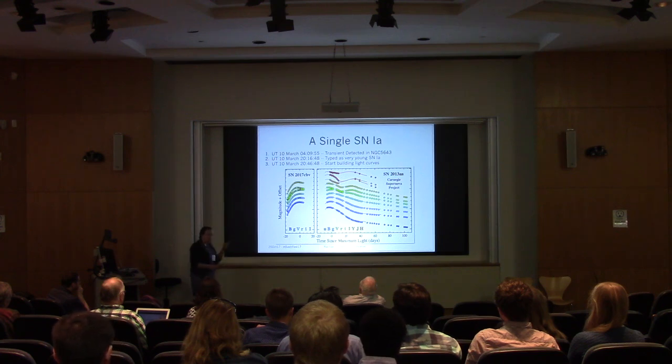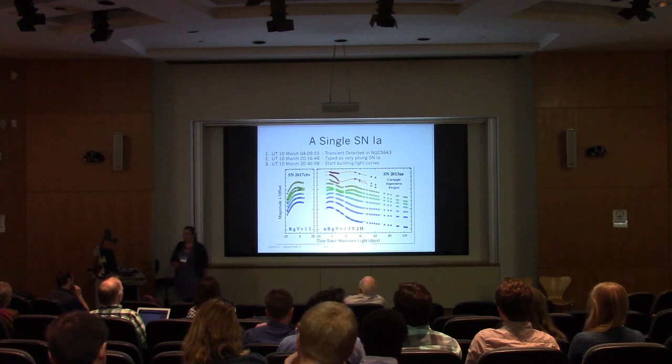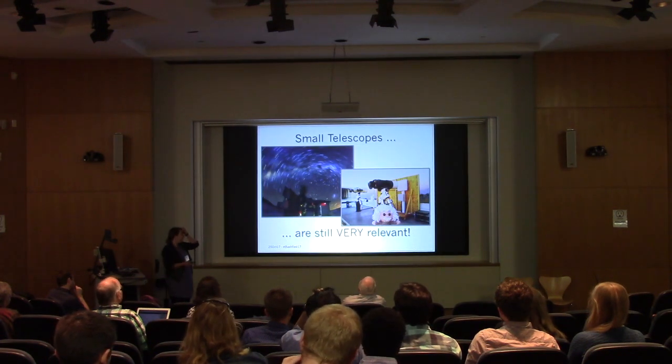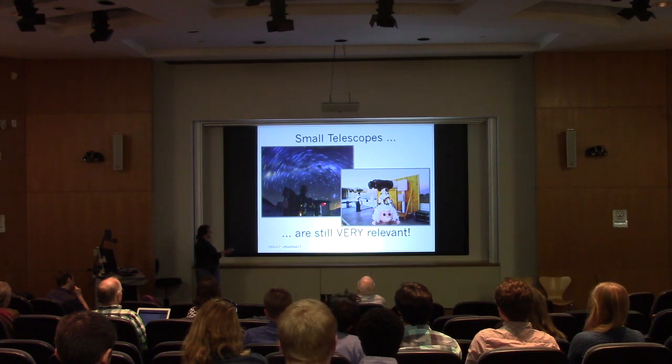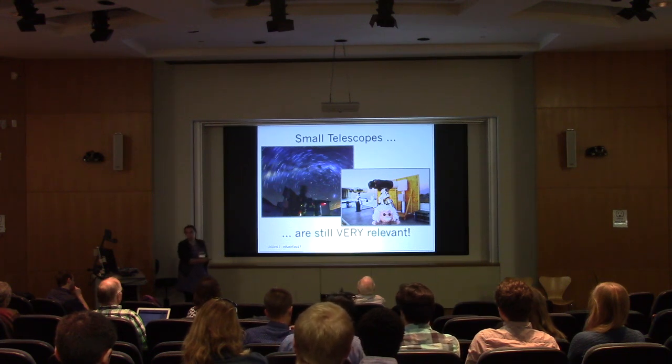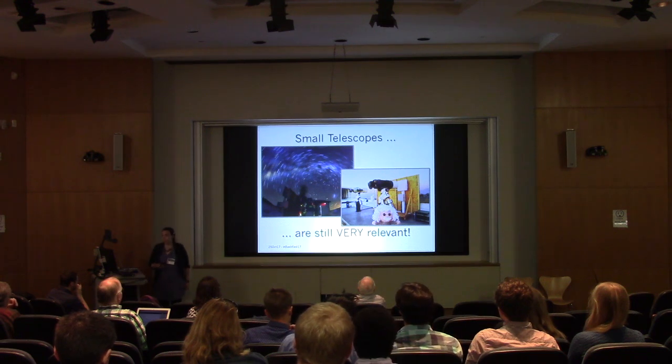And I actually put my colleague out of a job potentially when we were able to follow this up. He got very sad and very excited at the same time. And it's also, I have to throw this out here, but small telescopes are very relevant. This is the 16-inch telescope and a 20-inch telescope that made those light curves. That's all you need to hunt supernovae. It's really stressful though, so I don't recommend it.